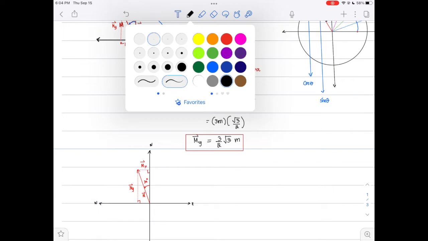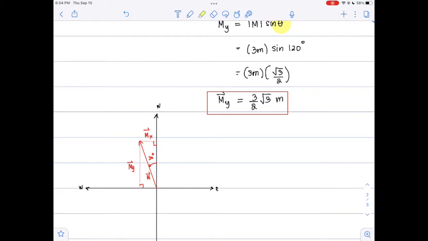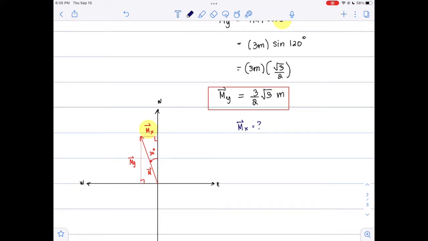But pay attention to this. First thing, you can see here, you want to solve m sub x. So to get m sub x, you have to ask again, what is the relationship of your angle theta and m sub x? Your angle theta is here, and your m sub x is on its opposite. So take note, they are opposite.